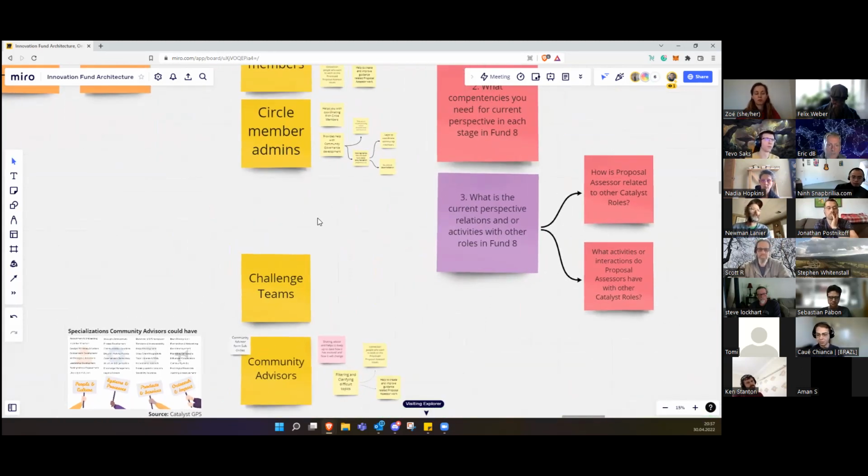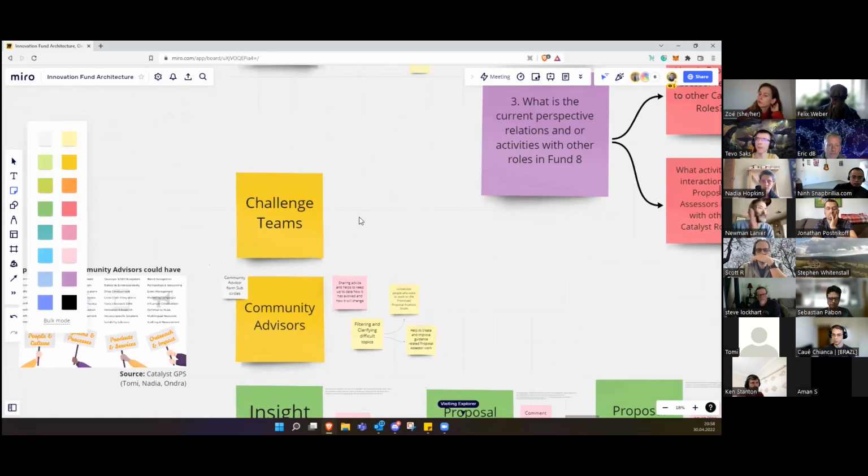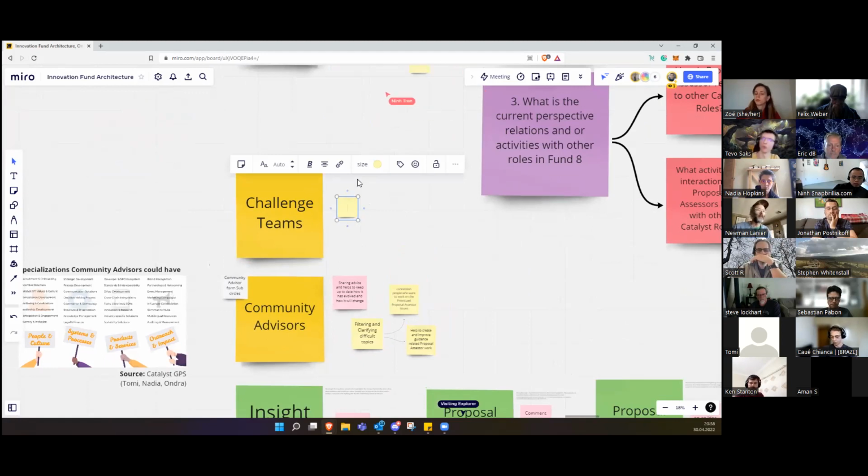Moving on, related to how proposal assessors could work together with challenge teams. I think the first obvious one would be to have more insight regarding what is impact for a challenge, and when they assess the proposals, they have better understanding of alignment.